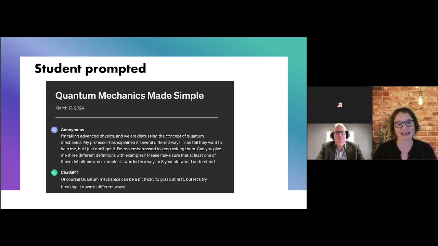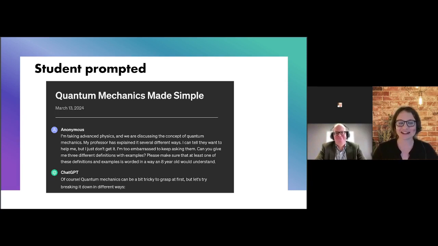So if you notice here, I said I'm taking advanced physics and we're discussing the concept of quantum mechanics. My professor has explained it several different ways. I can tell they want to help me, but I just don't get it. I'm too embarrassed to keep asking them. Can you give me 3 different definitions with examples? Please make sure that at least one of these definitions and examples is worded in a way an 8-year-old would understand, which by the way is yes, the only way that I would ever understand quantum mechanics.